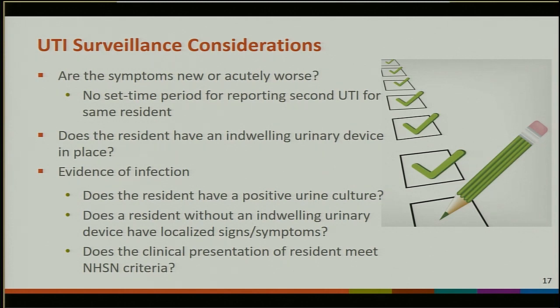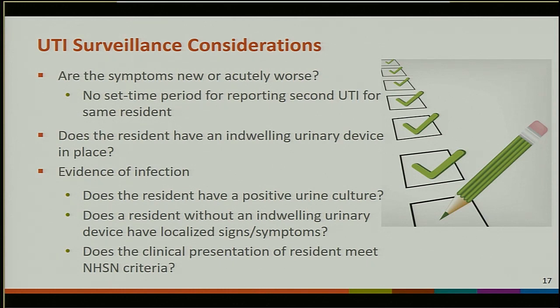Does a resident have an indwelling urinary device in place? And this is important because the criteria are different depending if that indwelling catheter is in place. So if the indwelling catheter is not in place, there are certain criteria that can't be used to meet the UTI. For example, if there's no indwelling catheter, a fever alone is not going to meet NHSN criteria, versus if there is a catheter, then there's a higher chance that maybe that fever is related to a UTI.